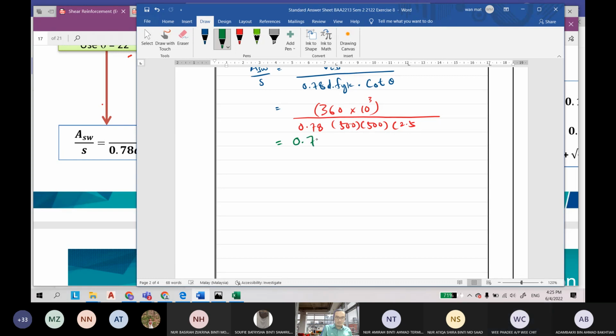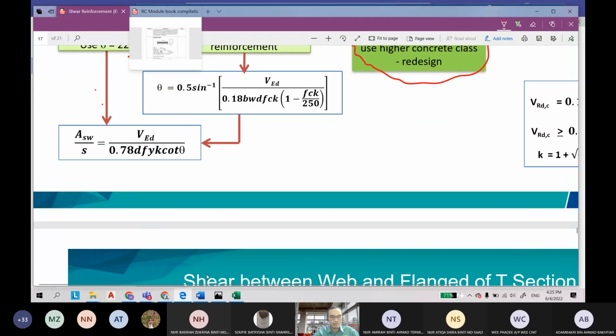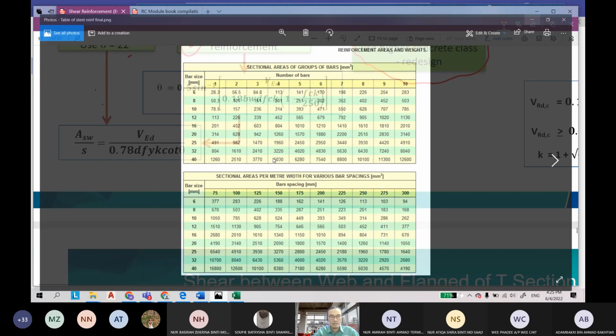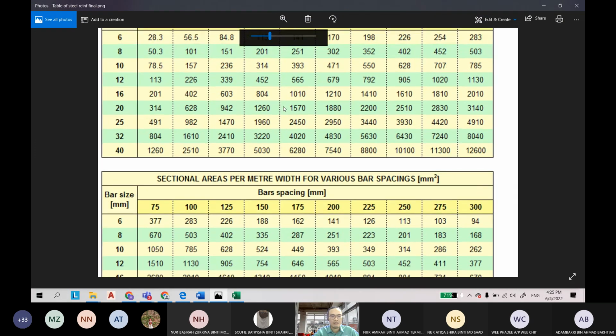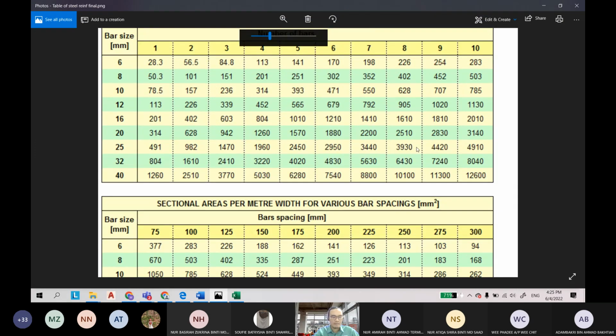0.74. Okay, 0.74. Thank you. So now we try using H6, and then we get ASW. We have to refer to this table. You must have this table; you can just download it. I believe you have this table. Okay, H6.